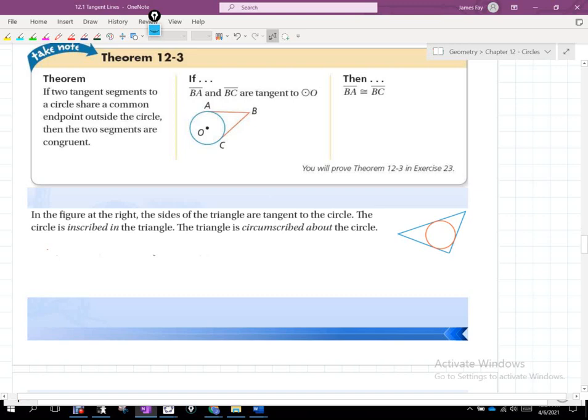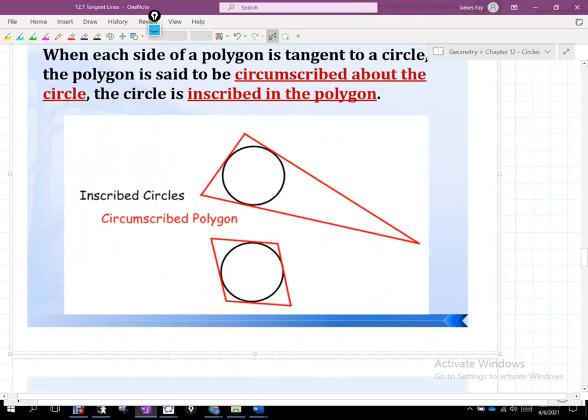Okay. We've talked about this before. These are just inscribed and circumscribed. Inscribed means on the inside, right? Circumscribed, circum means on the outside. So if I look at those two images, I'm going to talk about them in two different ways. I can say there's an inscribed circle or a circumscribed triangle. Does that make sense? Or polygon. Okay.